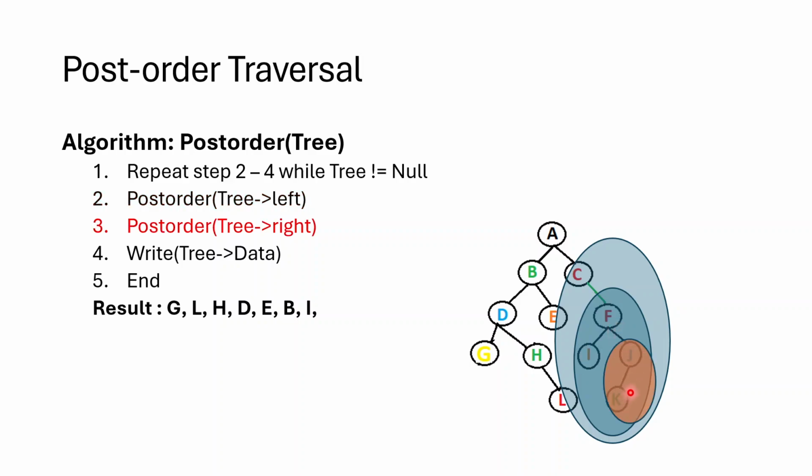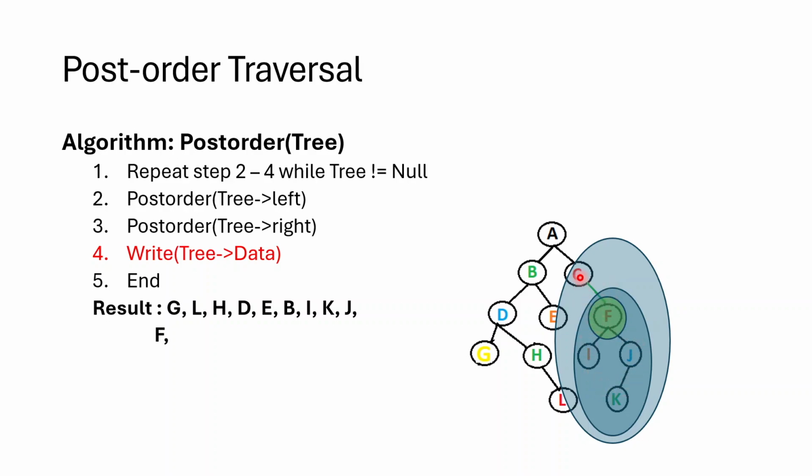J and K. Does J have the left child? Yes, K. Does K have the left child? No. Does K have the right child? No. Then at last, root node K. So the left child of J is completed. The right side of J is null. Then at last, the root node is called J. So the right side of F is fully completed. Once the right side is completed, then the root node, that's F.